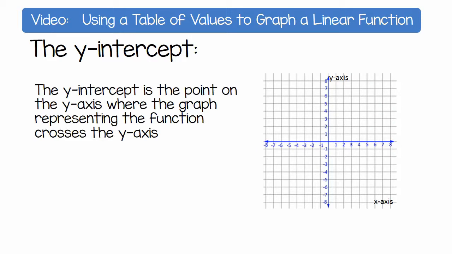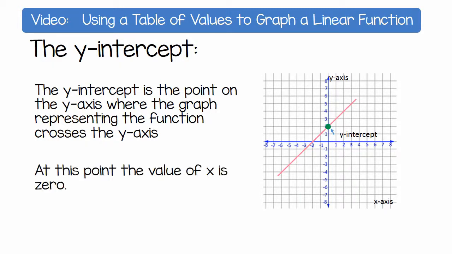The y-intercept. The y-intercept is the point on the y-axis where the graph representing the function crosses the y-axis. Here is an example. The green dot is placed at 2 on the y-axis where it crosses the graph. We could label that the y-intercept. At this point, the value of x is 0. Our coordinate would be 0, 2. You could represent any y-intercept with the coordinate 0, y.